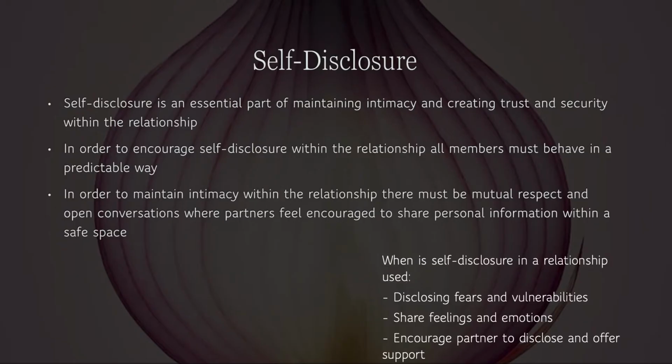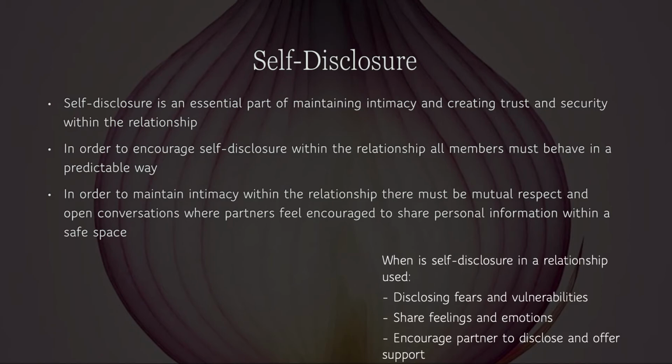So with that being said, that leads to my other concept that is completely separate from the chapter, which is self-disclosure. So this is an essential part of maintaining intimacy and creating trust and security within the relationship. So in order to encourage that self-disclosure, all members must behave in a predictable way. So they must feel like they know that person, and that it's a safe space to share their information. And in order to maintain the intimacy, there must be mutual respect and open conversations, where partners feel encouraged to share that.